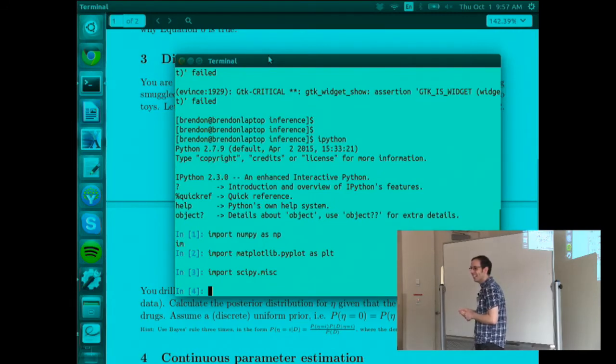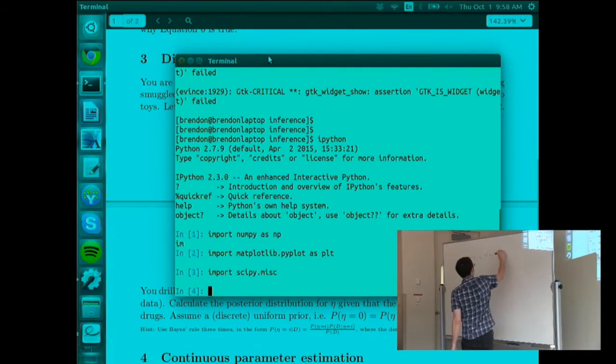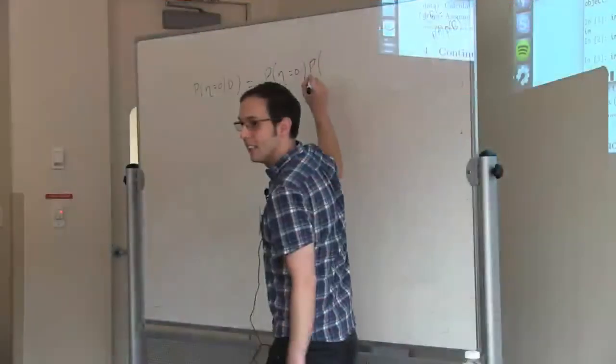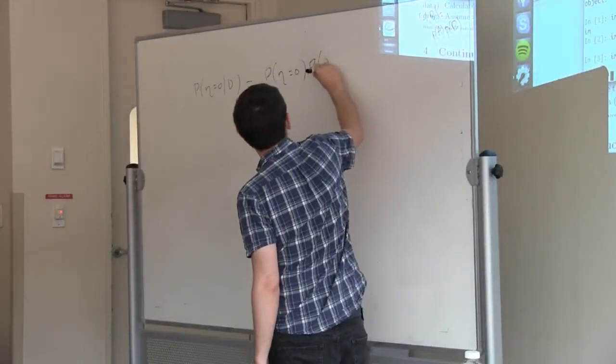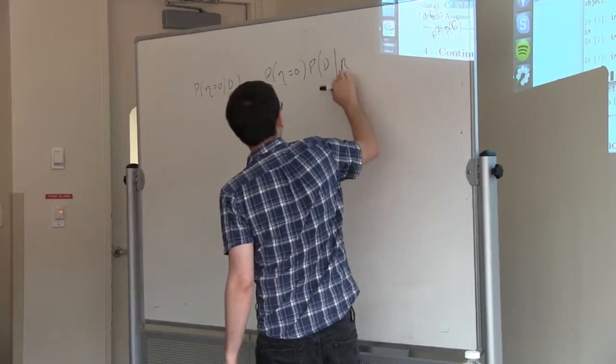So you suggested that we write Bayes' rule 3 times. Okay. So what's it going to look like? P of eta equals 0 given the data is P of eta equals 0 times P of the data given eta equals 0, over P of data. So you can just replace P of eta equals 0 with 1/3. That's the prior.